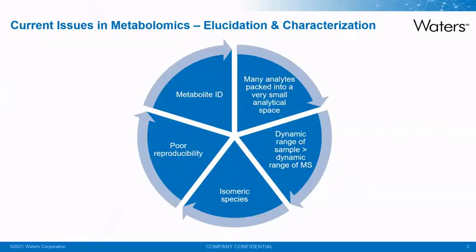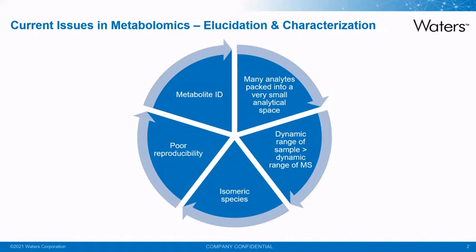So there's a series of different obstacles that we all encounter in our metabolomics experiments. These can be down to the fact that we're trying to analyze many analytes packed into a very small analytical space. Due to this, the many different analytes that we're trying to analyze have various different responses, and this can give a broad dynamic range, which can then be limited by the instrumentation's performance.